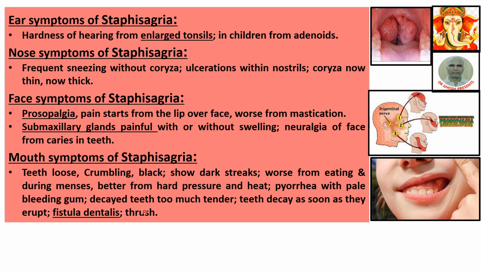Within the tissue space there is some infection and pus is accumulating. This is called fistula. Fistula is very common in the anorectal region, but mind it, fistulas are also commonly seen in teeth, in eyes, and other various parts.